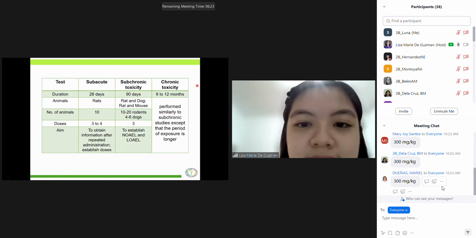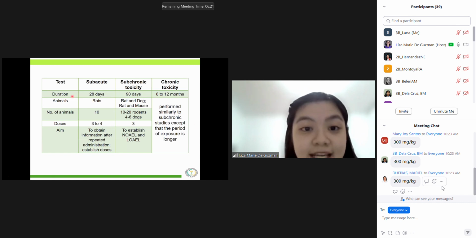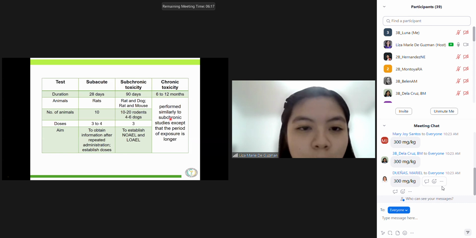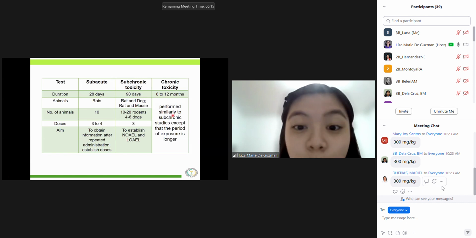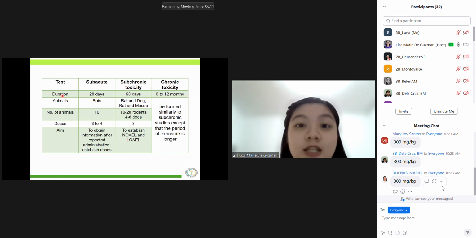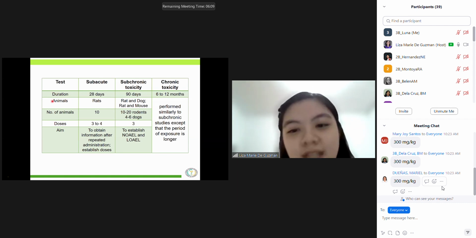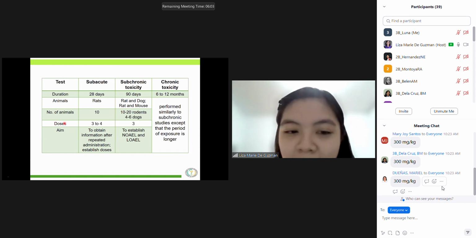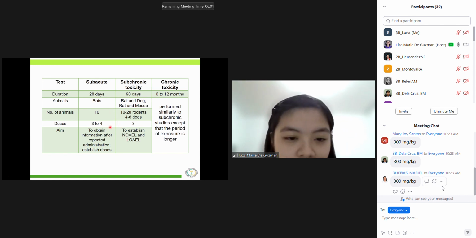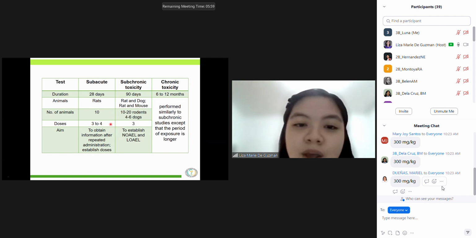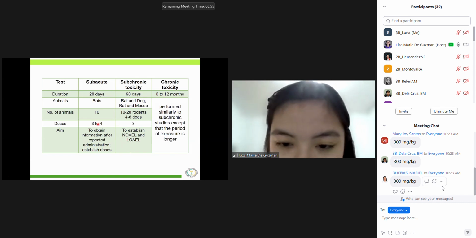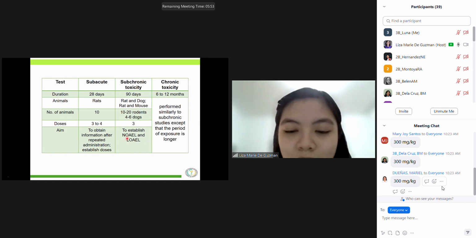So this is an example of a design of subacute, subchronic, and chronic toxicity from the OECD. So nandito na yung duration, yun yung kagandahan ng OECD class, nandun na lahat. Yung kung anong test animals yung gagamitin mo, bakit, ilang number of animals, tapos ilang doses yung kailangan mong i-administer, and ano yung purpose, why are we performing such toxicity test. So let me discuss na lang what is NOAEL.